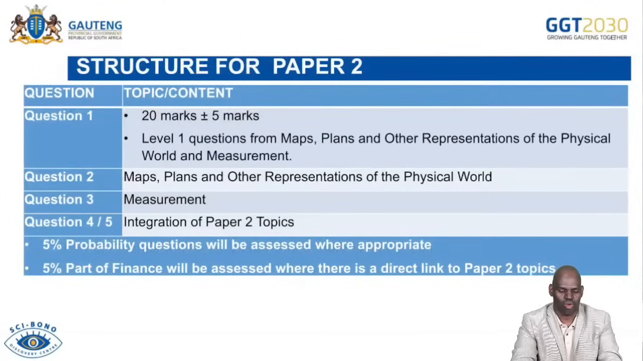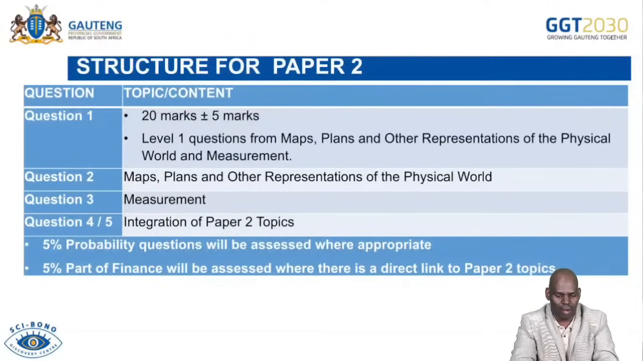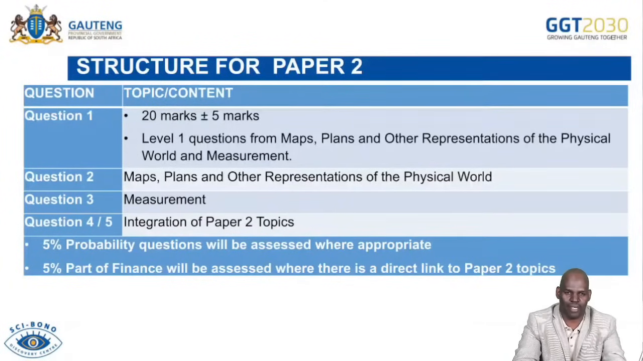And then, of course, you're going to have question 4. Question 4 will again be a combination of maps and plans as well as measurement. Then if the examiner happens to give you question 5, it will also be a combination of measurement as well as maps and plans. So this is how the structure of your question paper is going to look. You're going to have question 1, question 2, question 3, question 4, or maybe also question 5.